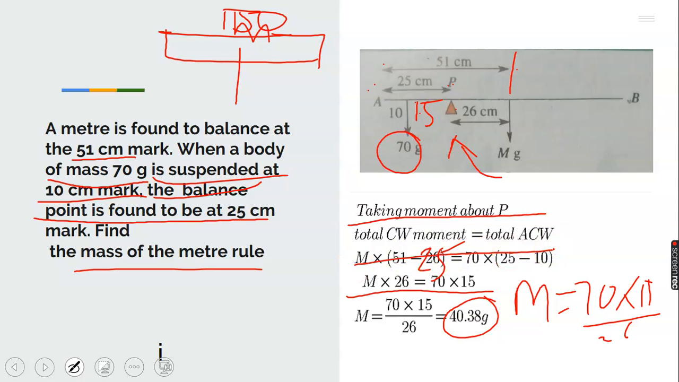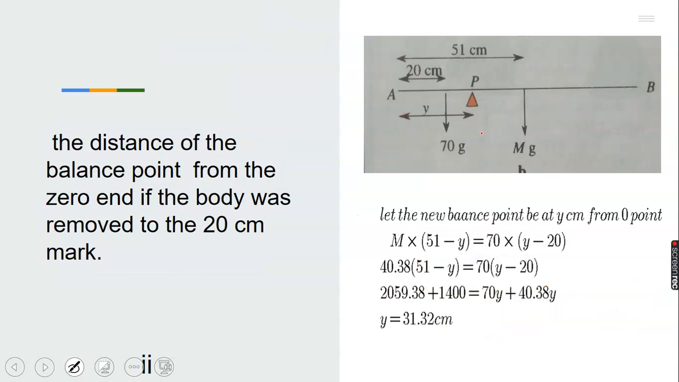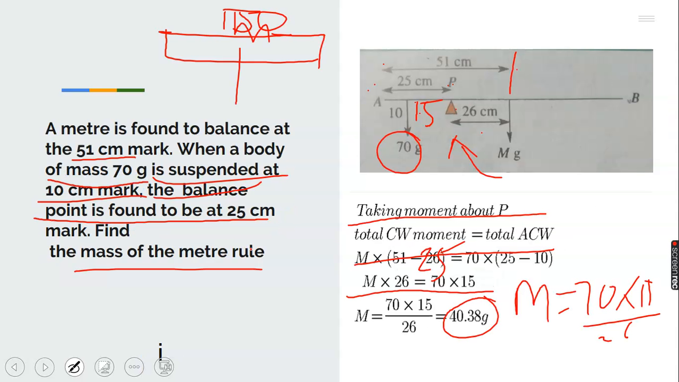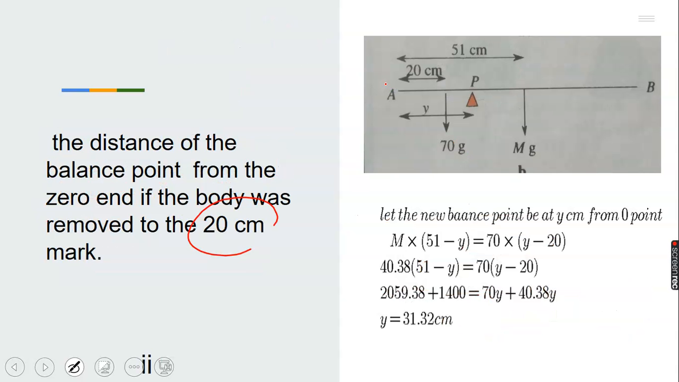This one should be 26 and 15, and not 25 minus. Now, again, calculate the distance of the balance point from 0 if the body was moved to 20 centimeter. Now, look at here. It was on 10 centimeter. It's now been moved to 20 centimeter. What is now the new balance point?